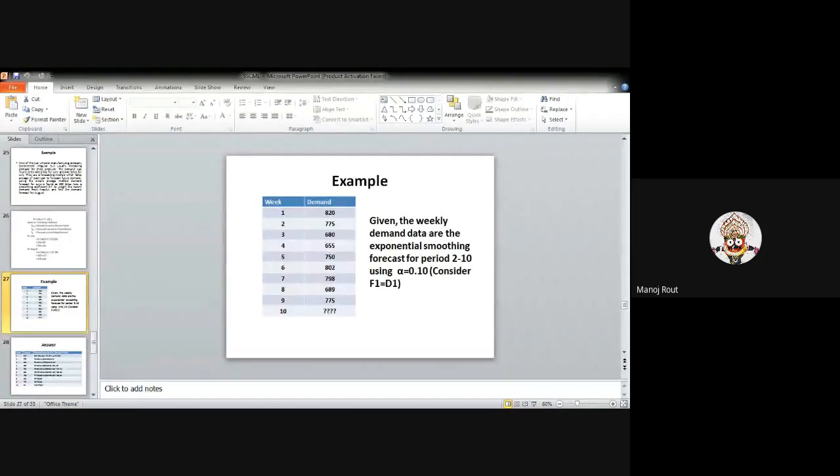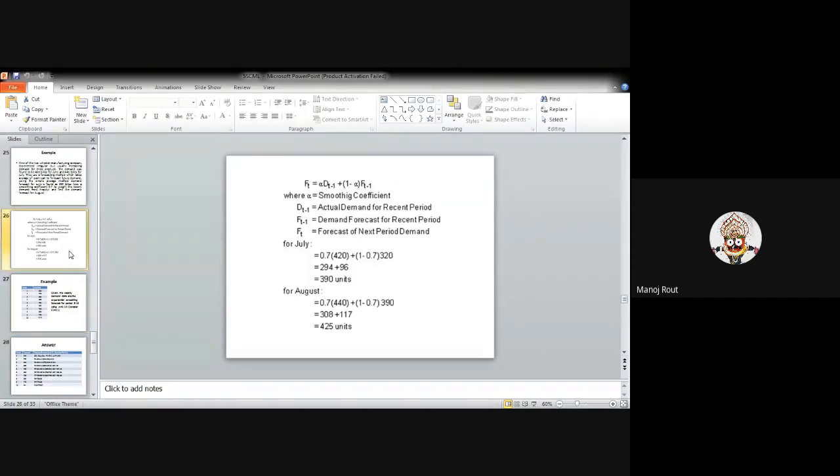Try to understand in this particular numerical that your demand for week one is 820, and here the forecast demand is already given, that is F1 is equal to D1, that means the forecast demand is 820 also. Clear? So similarly calculate F2 by using the previous formula.